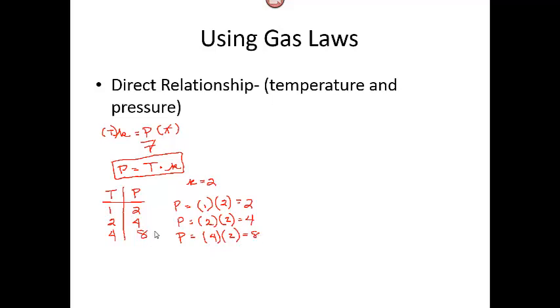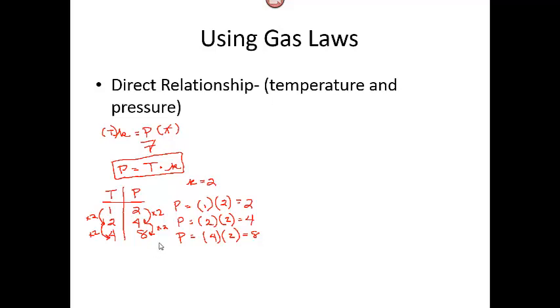Okay, so let's take a look at our data and see what we can learn from this relationship. When we went from 1 Kelvin to 2 Kelvin, we doubled our temperature, and when we did that, you can see that we also doubled the pressure. Let's see if that happened again. When we doubled the temperature again, times 2, once again, the pressure was doubled. So this is a direct relationship: when you double the temperature, you also double the pressure.